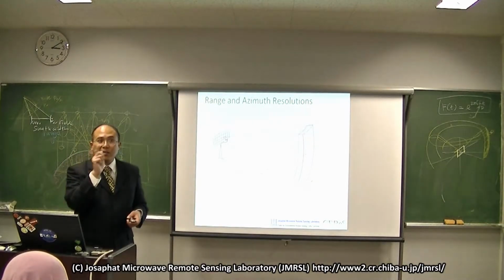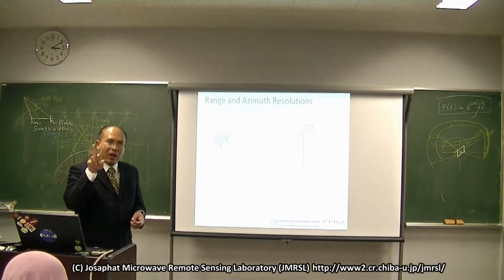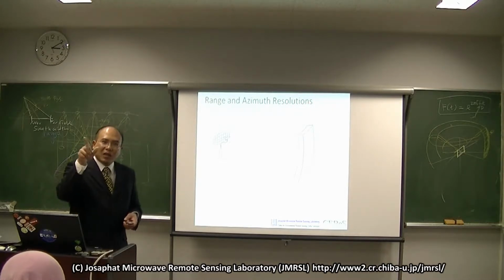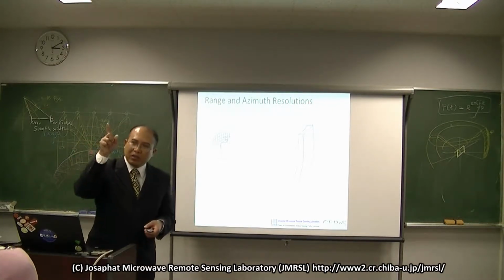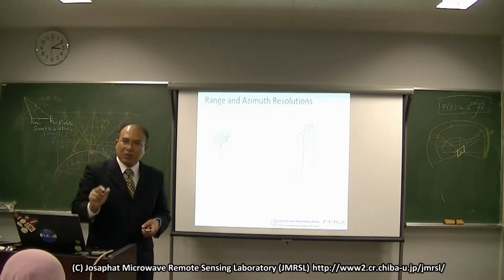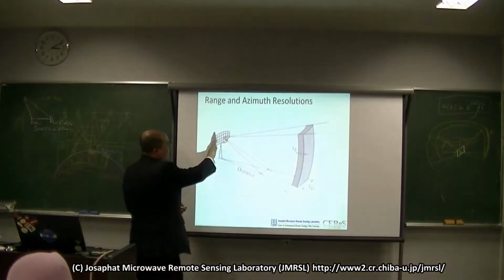Then we can detect at least 100 points every second. So we can predict the speed of the aircraft and the position of the aircraft. So then it is the width of the pulse that we transmit.